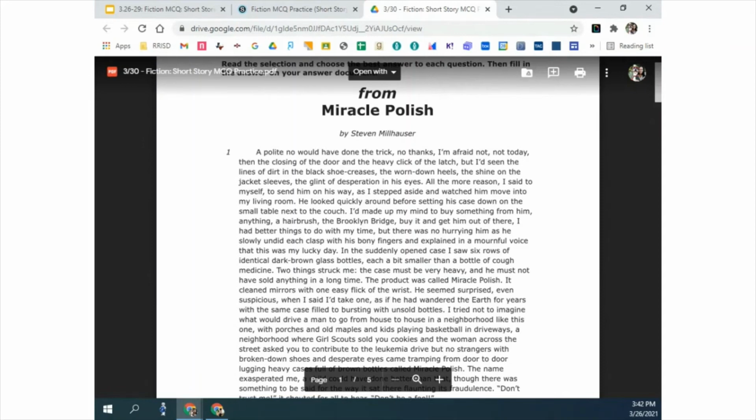But there was no hurrying him as he slowly undid each class with his bony fingers and explained in a mournful voice that this was my lucky day. In the suddenly opened case, I saw 6 rows of identical dark brown glass bottles, each a bit smaller than the bottle of cough medicine. 2 things struck me. The case must be very heavy, and he must not have sold anything in a long time. The product was called Miracle Polish. It cleaned mirrors with one easy flick of the wrist.